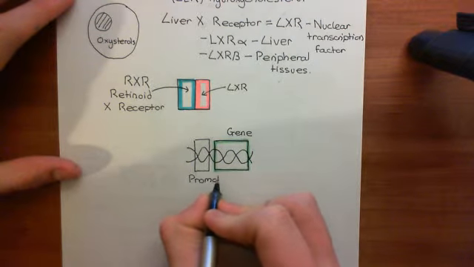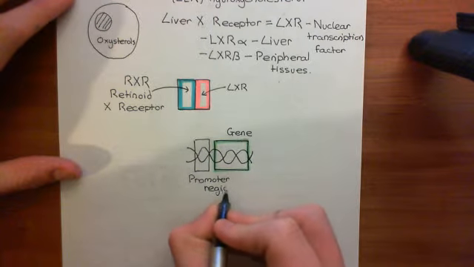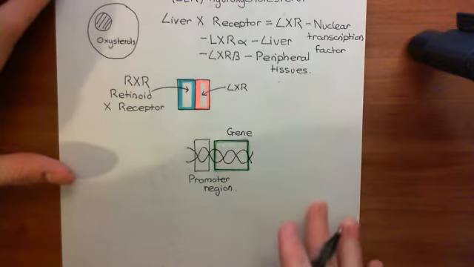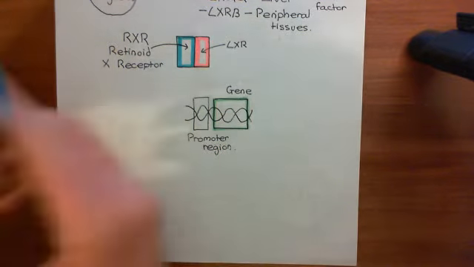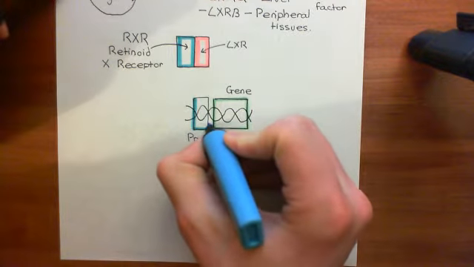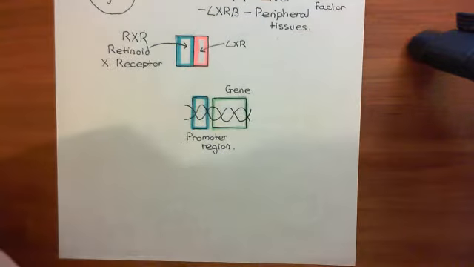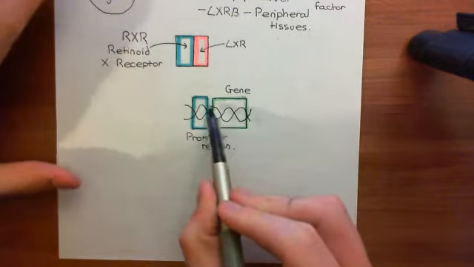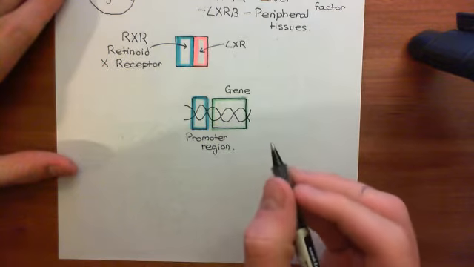Now, this promoter region controls the expression of the downstream gene. It itself is not translated into protein, so it will not be read by a ribosome and converted into a sequence of amino acids. However, its role is very important. It's going to control how much of the product of this gene you actually create. Now, how does it do that?